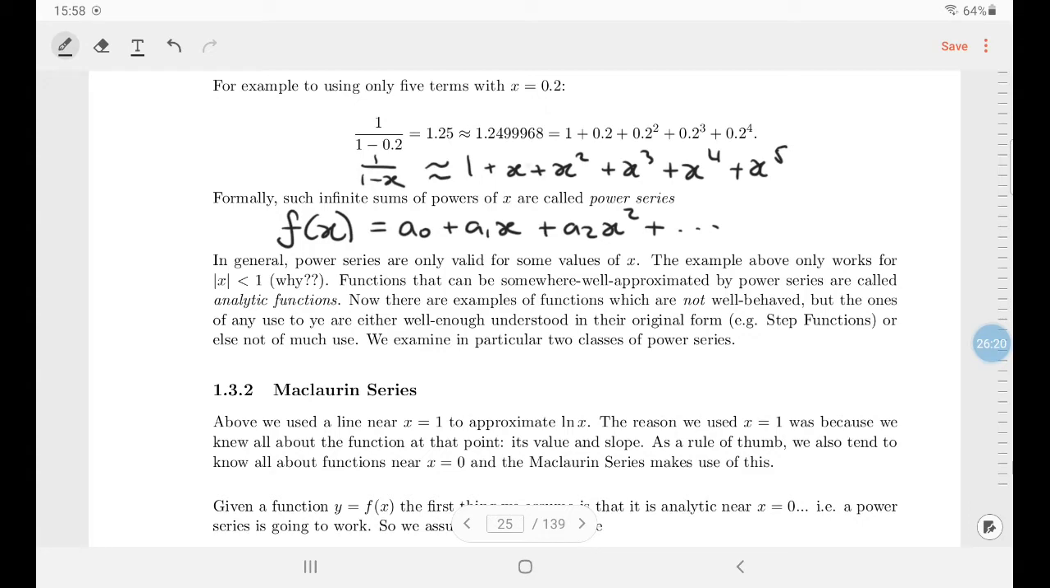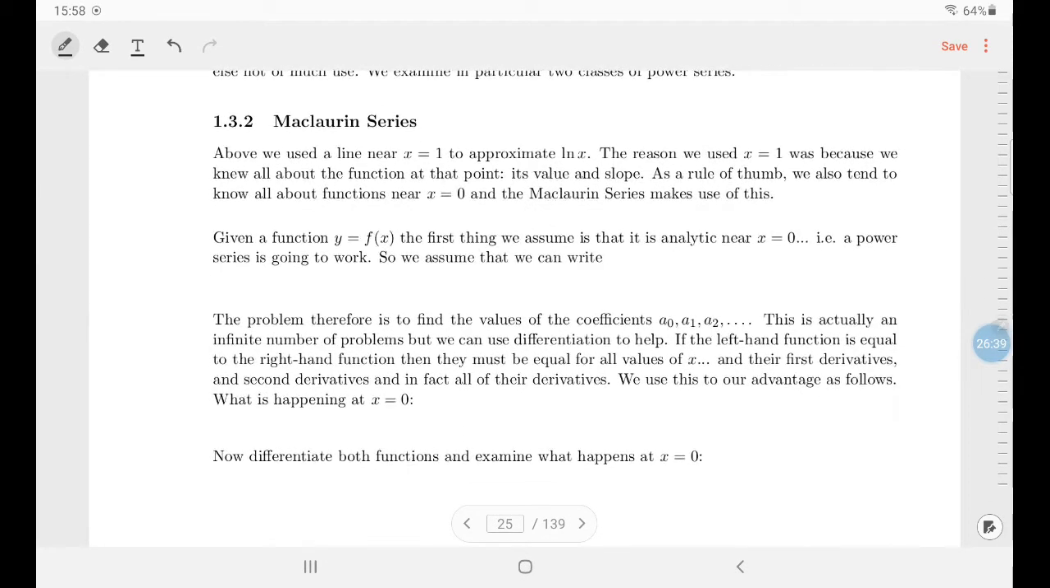Because what happens is, if you put in 1 here on the right, you get something infinite, which makes a bit of sense, division by 0. But if you put in a -1 here, this gives you a half. But this alternates if you put in a -1. So this is 1, and then you put in a 0, 1, 0, 1. So the thing on the right doesn't get close to something. Okay. So above we used a line near x equal 1 to approximate log of x.